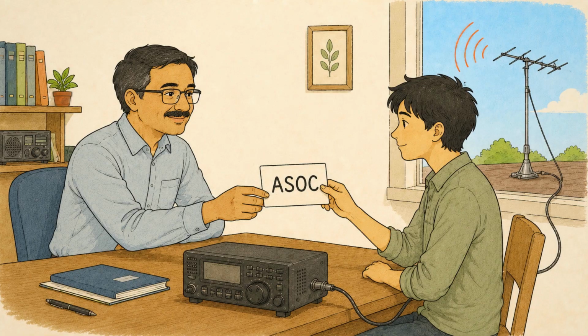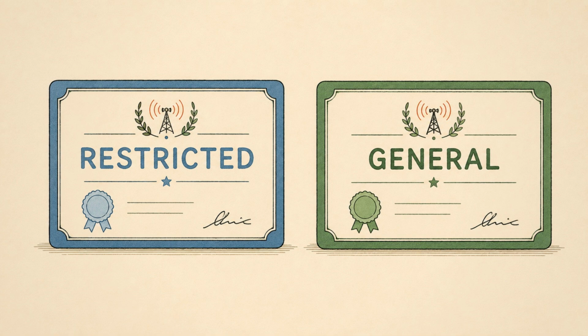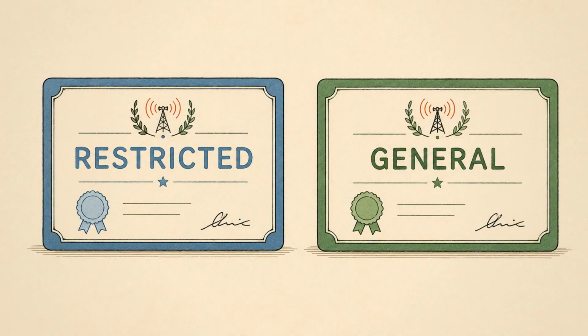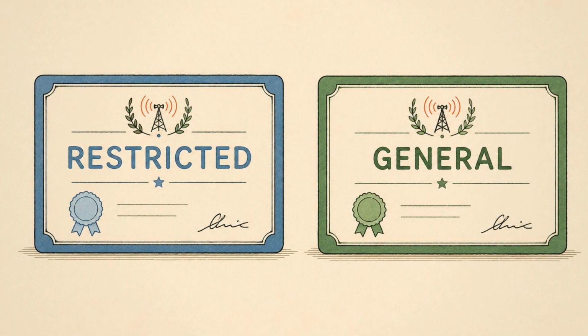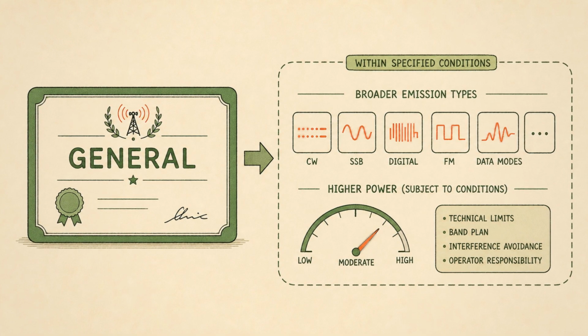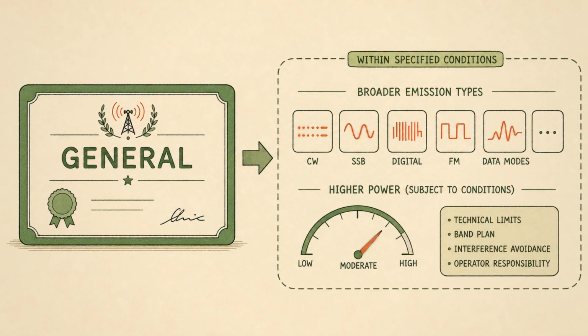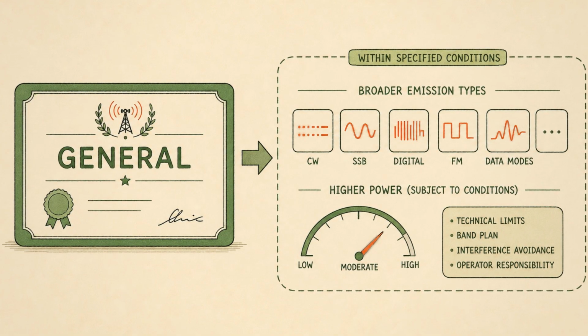In India, the qualification is called the Amateur Station Operator Certificate, or ASOC. It is available in two categories, restricted and general. Restricted offers more limited operating privileges and does not carry the additional Morse code requirement. General permits broader emission types and higher transmitting power, subject to the conditions specified by the government. So the choice is not between a real license and a temporary one. Both are valid qualifications. The difference is how broadly the station may be operated.